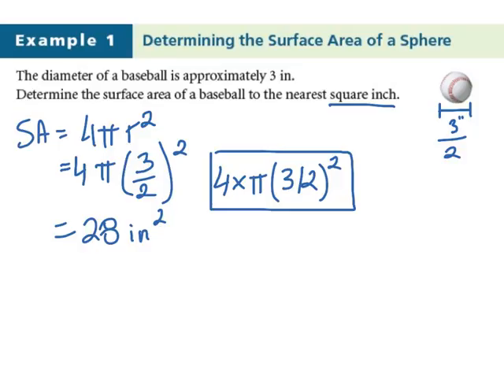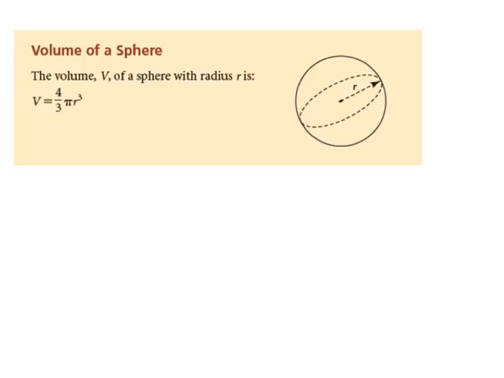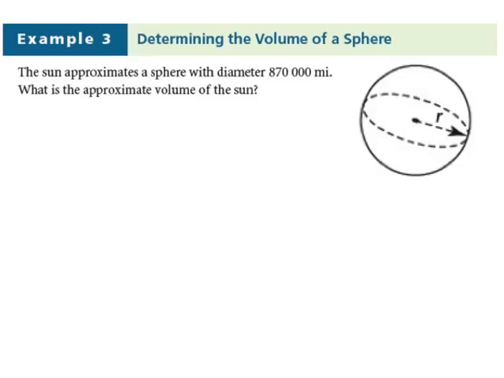The second formula is the volume, or the space inside a sphere. It's defined by a formula 4/3 pi r cubed. Notice the cube helps us understand that it is in 3 dimensions. So let's use this formula to find a volume of a sphere. We're going to skip ahead to example 3 and come back to example 2.